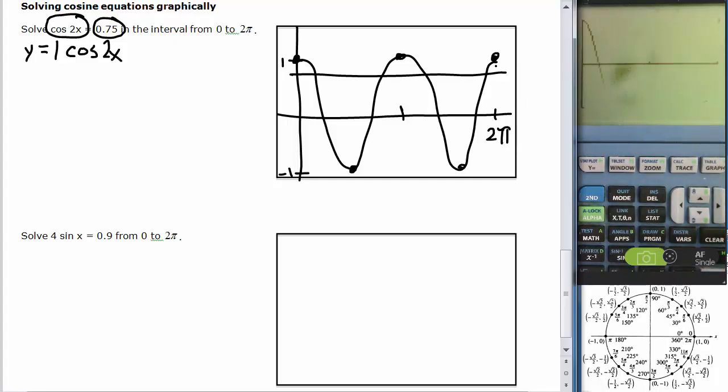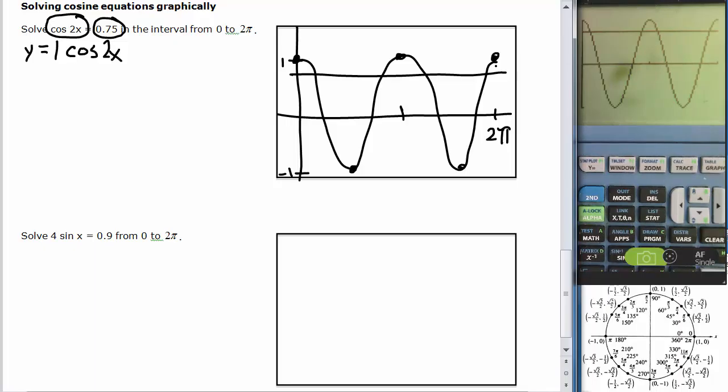When I graph this on my calculator, you should see the same graph that we just did by hand, with our wave function followed by our horizontal line. To solve an equation graphically, we need to find the coordinates of the intersection points. Now this is where having a calculator is handy, and if you did this by hand, you're not really going to be able to get very good accurate answers.